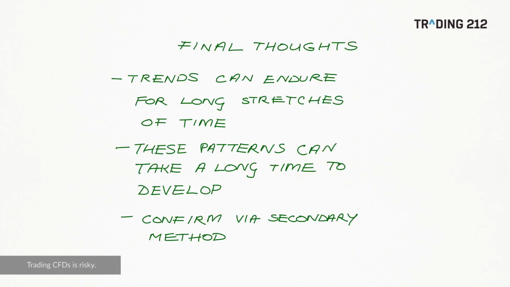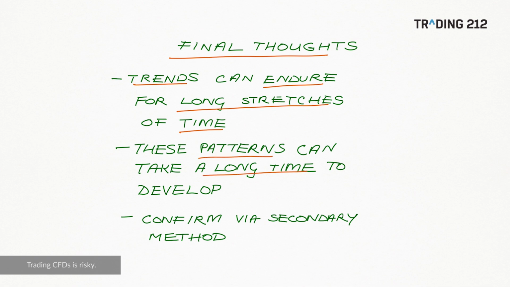Some final thoughts on these patterns. Bear in mind that trends can endure for long stretches of time. They can go on for months. Sometimes we've seen bullish stretches in stock markets going on for years. Now these patterns therefore can take a long time to develop. They're not short-term patterns. And as with really any technical analysis method, it's always worth trying to confirm what you're finding via some secondary method, maybe using a technical indicator. And we'll look at some technical indicators in future videos.